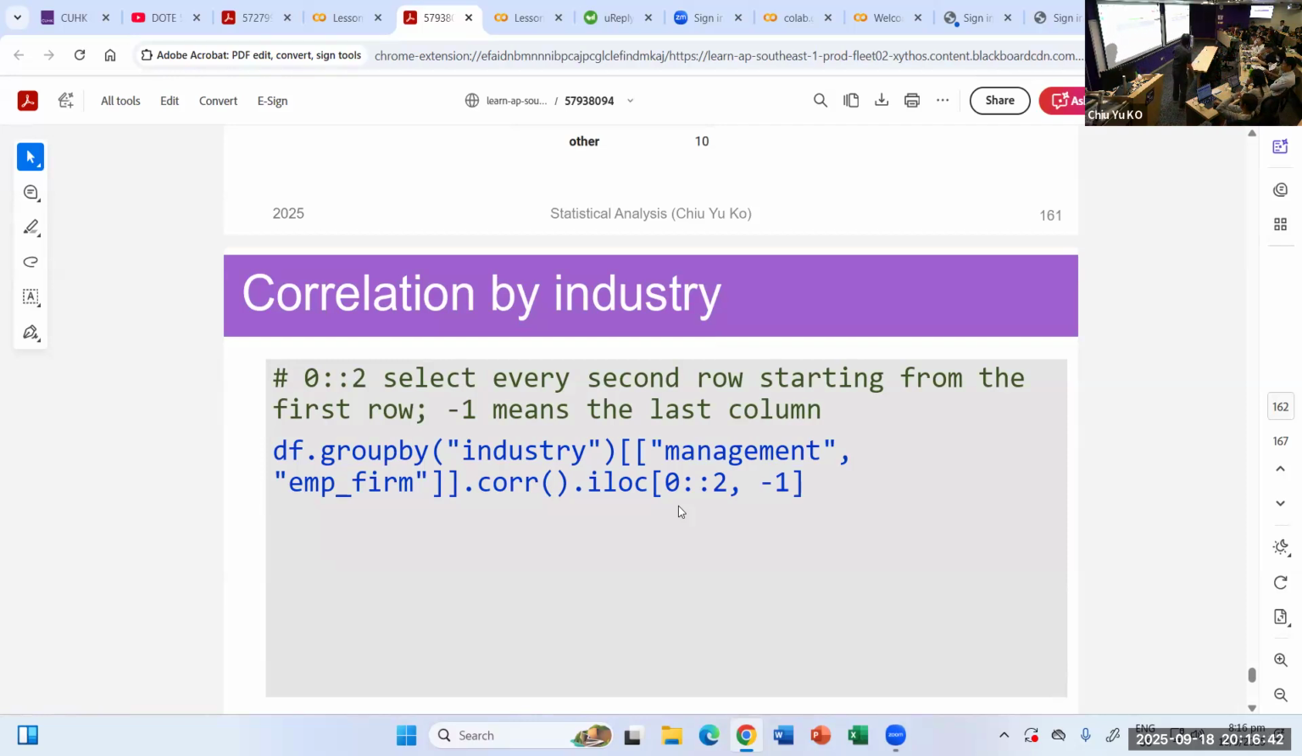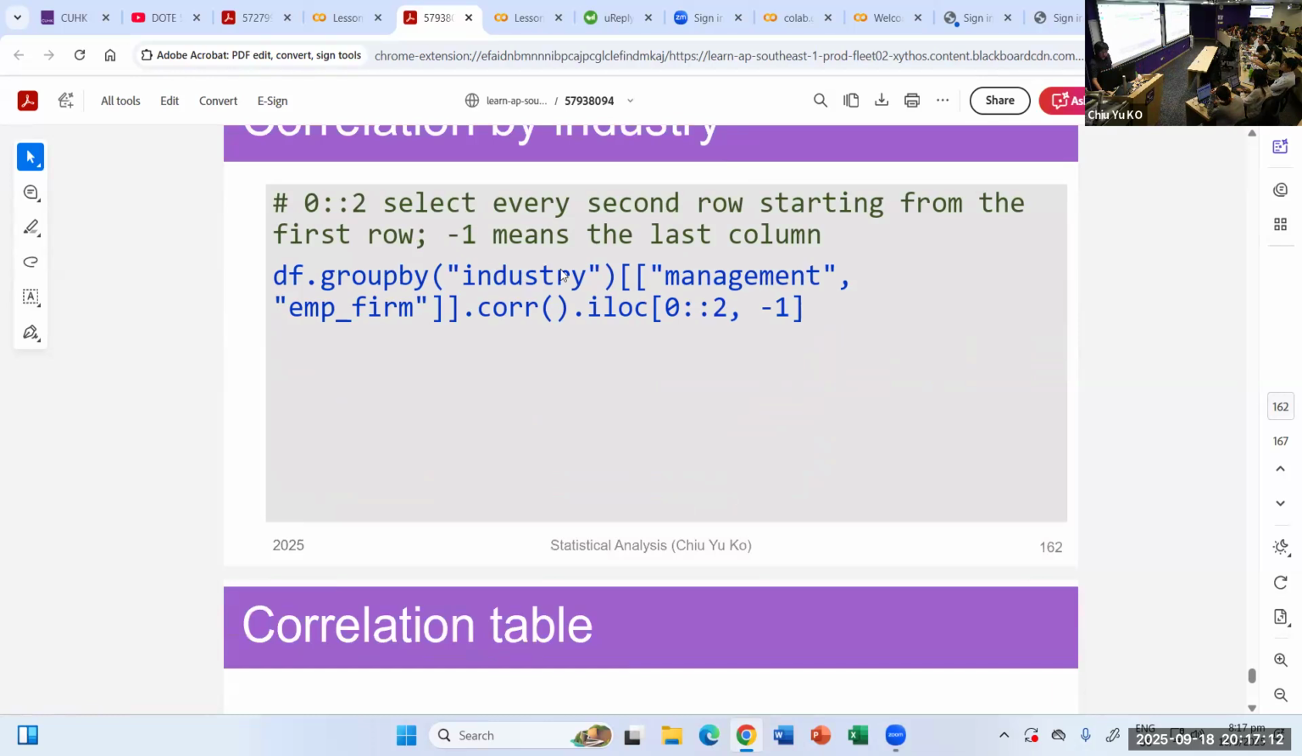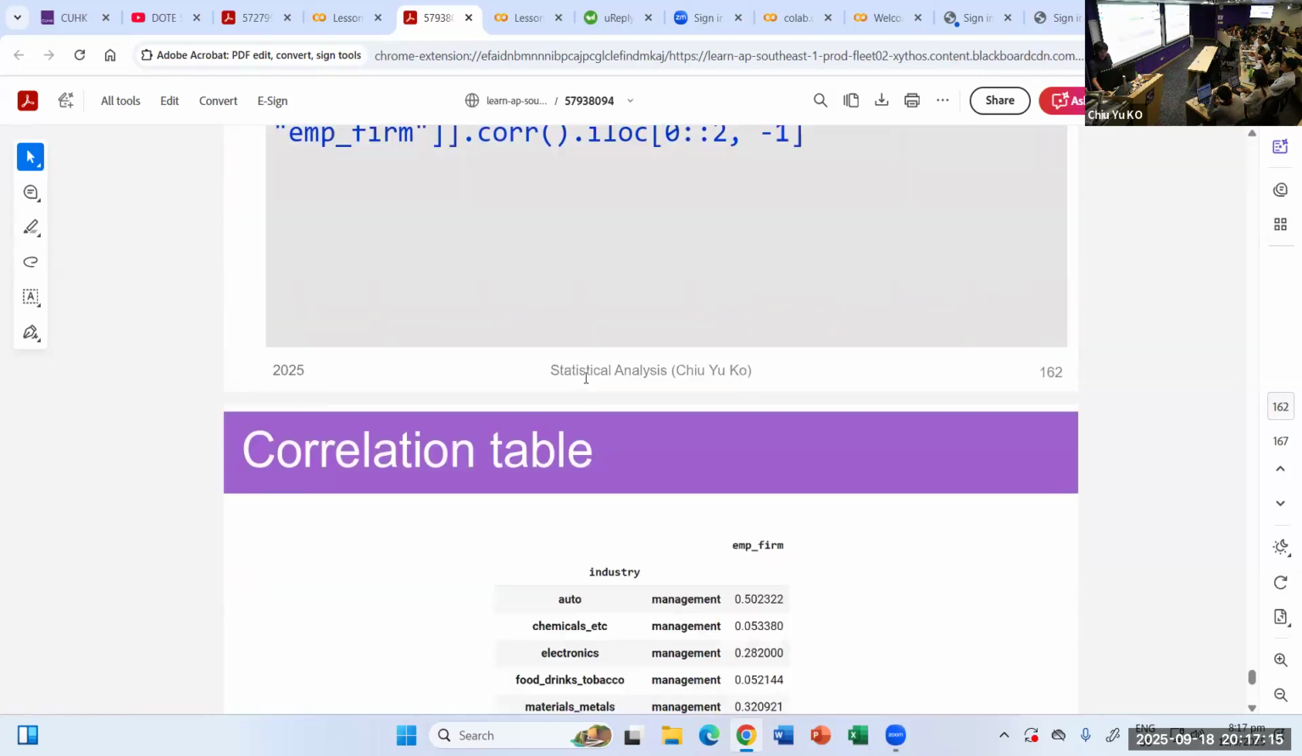Because I do a correlation matrix, each one will have a diagonal, a 2x2 matrix, or you can say a 2x2 table. But I just want the number there because in a 2x2, the diagonal must be 1, and the other diagonal will be the same number. So I only get one number there. So iloc is selecting some column there, and I only want the last two columns.